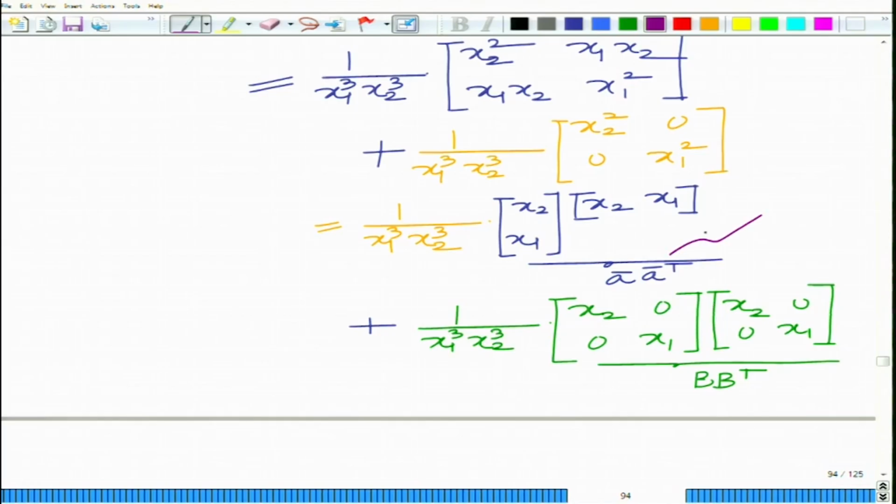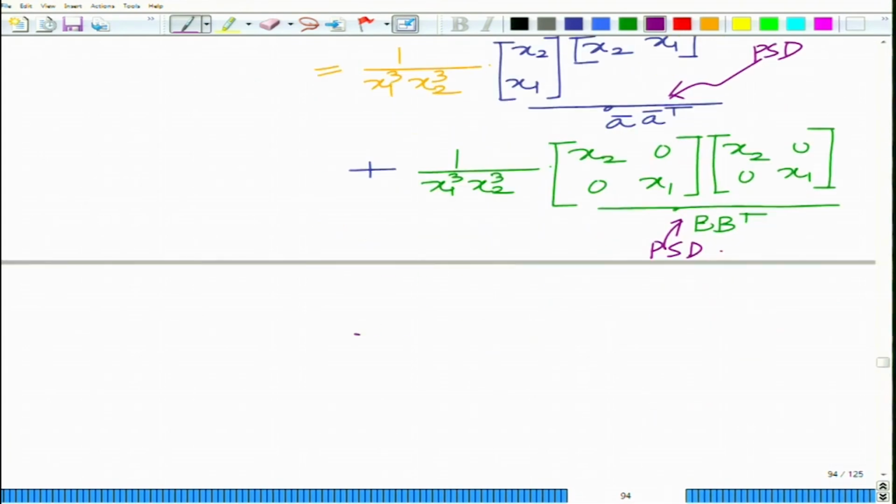So, each of these component matrices is positive semi-definite, therefore the sum is positive semi-definite. You can easily see that if two compatible matrices are positive semi-definite and you sum them, you get another positive semi-definite matrix. Okay, so this is positive semi-definite, this is positive semi-definite, and therefore this is the sum of two positive semi-definite matrices.